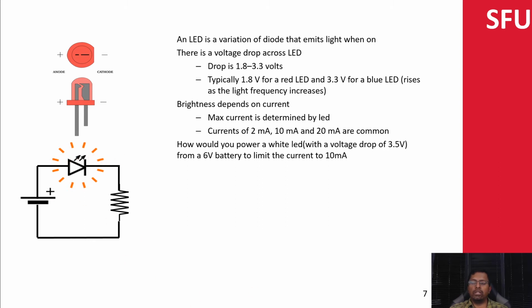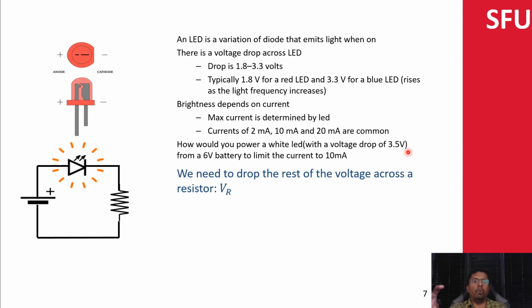Since we know the voltage drop here, we can calculate the resistance. The resistance would need to drop the rest of the voltage. Let's take a simple example. Assume that we have a 6 volt battery, and it needs to drive a diode which is dropping 3.5 volts. The white LED actually has an even higher voltage requirement. So the battery has a voltage of this much, the diode can accommodate this much, and then you need to figure out a way to drop or dissipate this amount of energy.